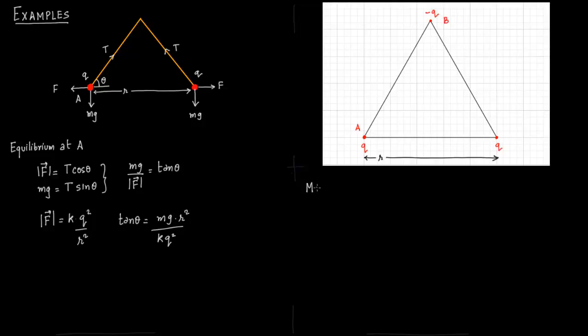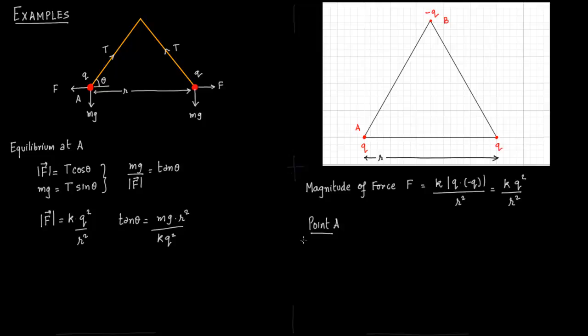Now another example. Say you have a triangle and you have three charges placed at the corners of the triangle, and this is an equilateral triangle. Each side has length r. The magnitude of the force between any two of the three charges will be kq square by r square, because we are dropping the negative sign if there is any, since we are taking the absolute value.